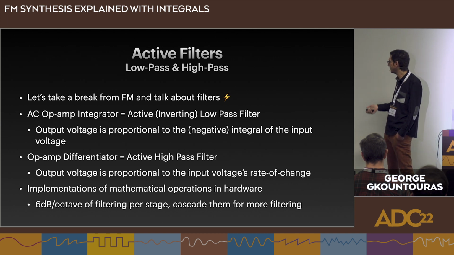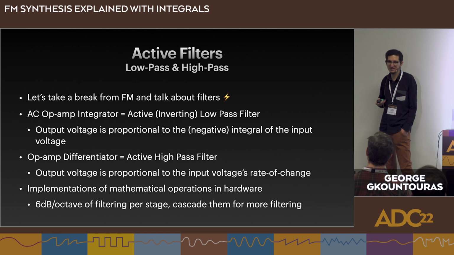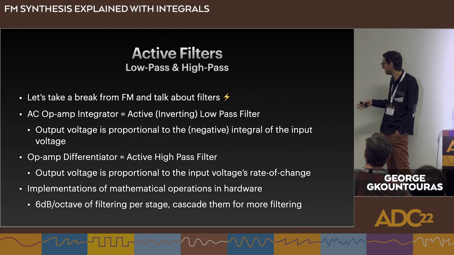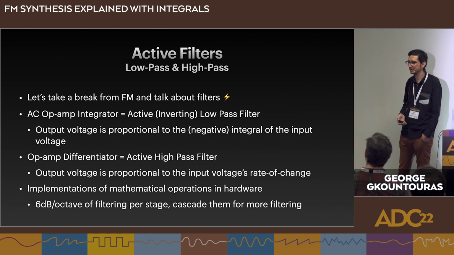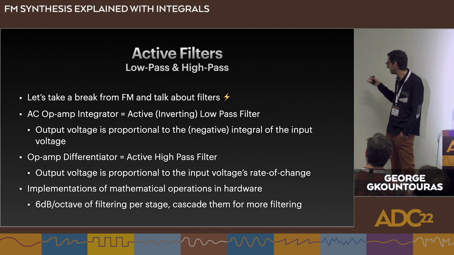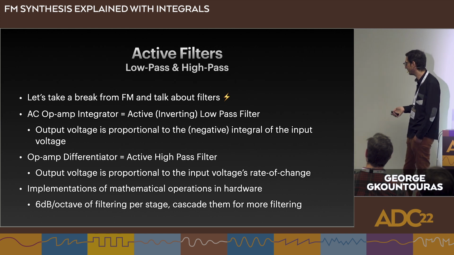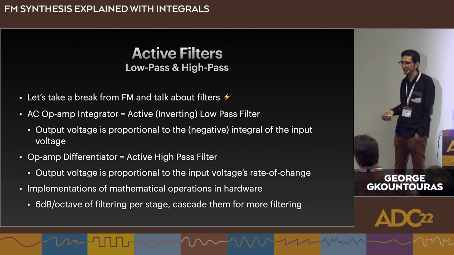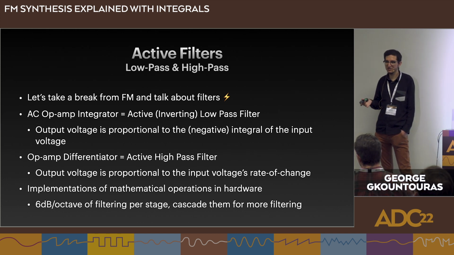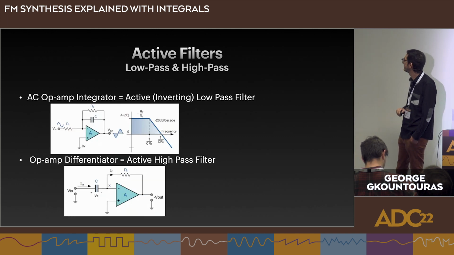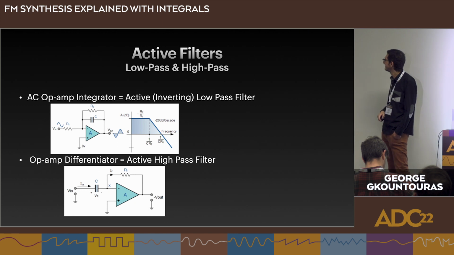Yeah, so these circuits implement the mathematical operations of integration and differentiation in hardware. And as filters, they can give us 6 dB per octave of filtering per stage, and we can cascade them. For example, if we put 2 of them in a row, we get 12 dB per octave. Nothing new here. So these are the circuits.